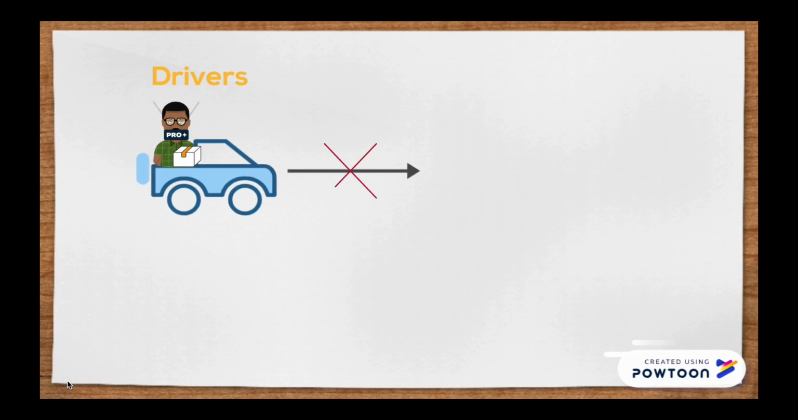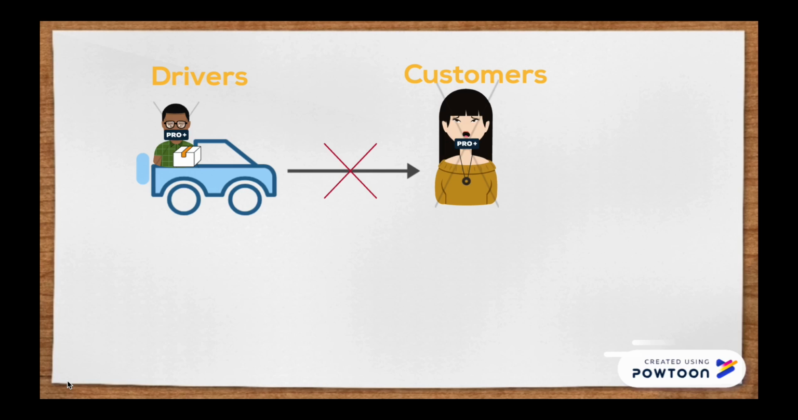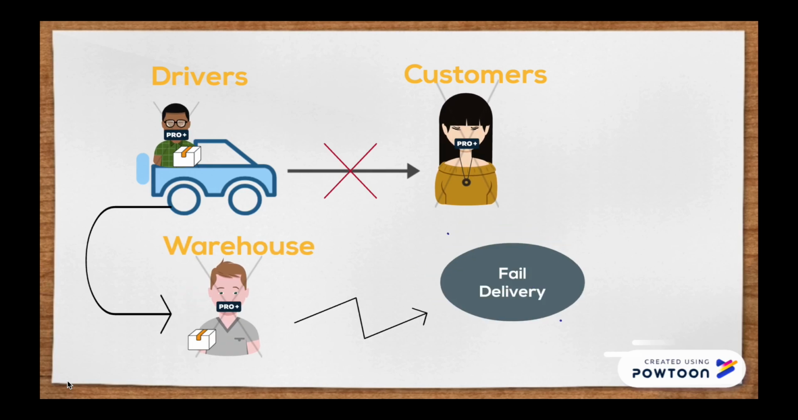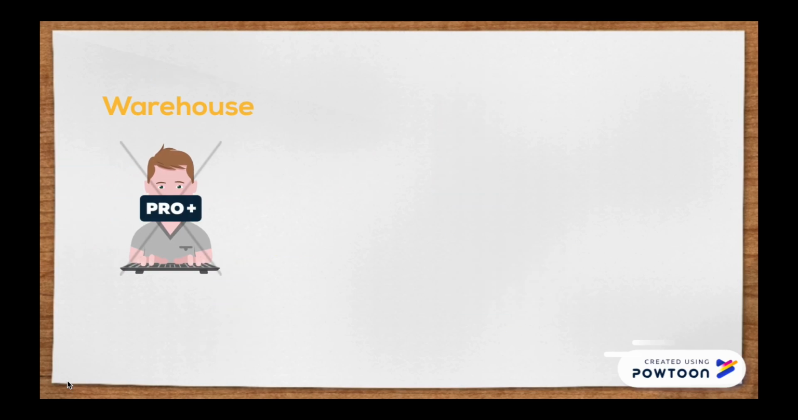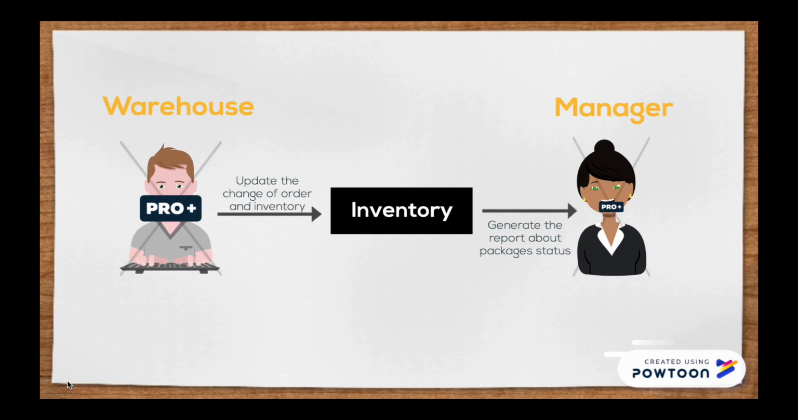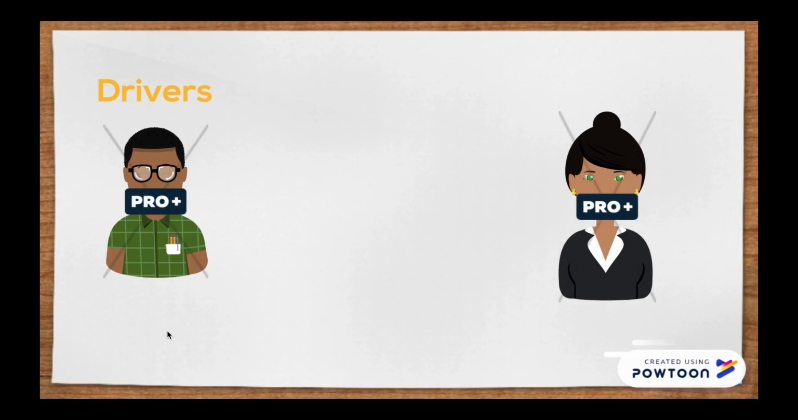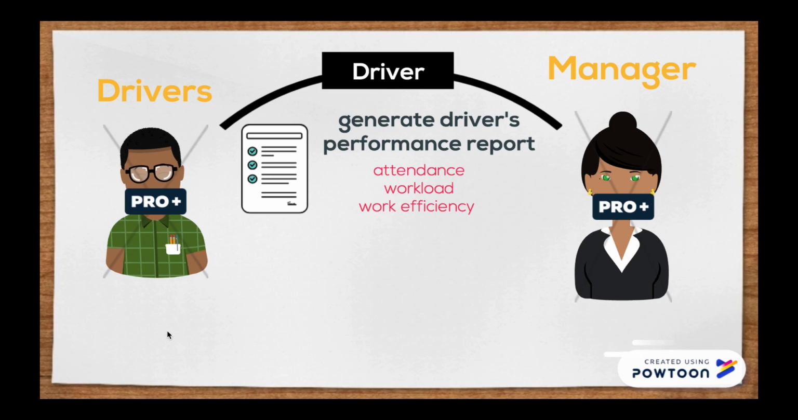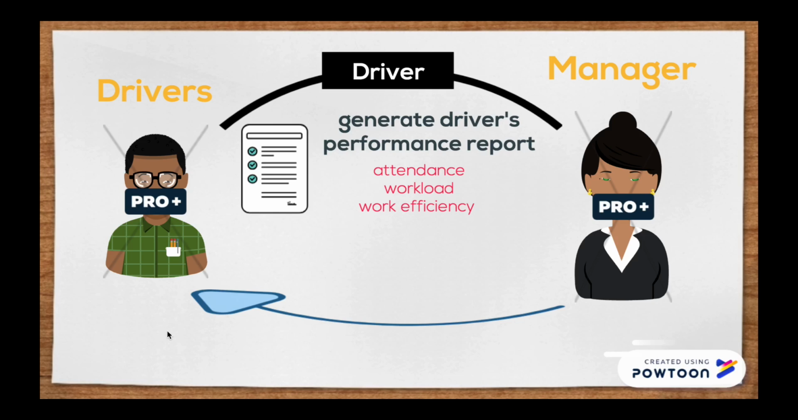If the driver cannot send the packages to the customer, for example, the customer is not at home, he will bring back the packages to the warehouse, which represents a failed delivery. After the whole delivery process, the warehouse will update the change of the order and inventory to the inventory data store through the app, and the app will generate the report about the package status and send it to the manager. After drivers finish their daily work, the app will upload a report to the driver database, showing drivers' attendance, workload, and work efficiency. And then, after our manager views the report, she will pay the salaries to drivers.